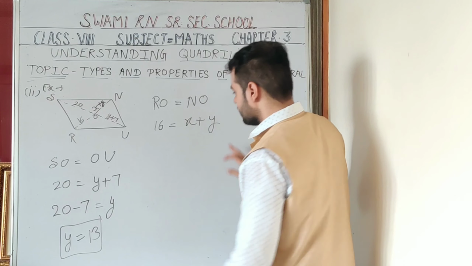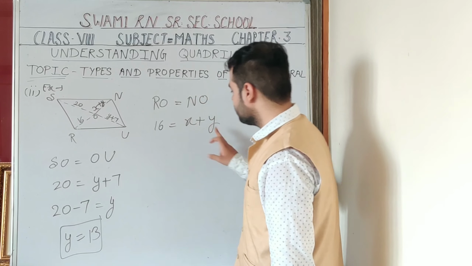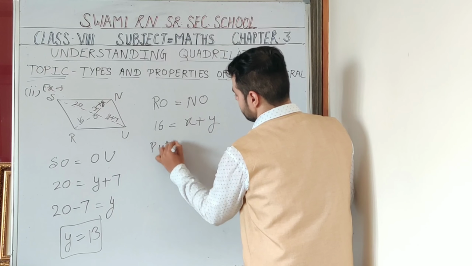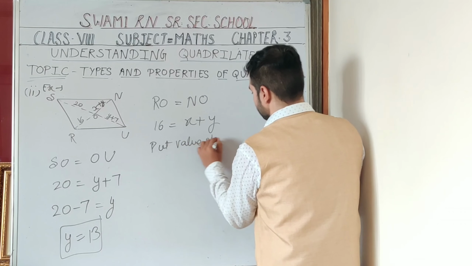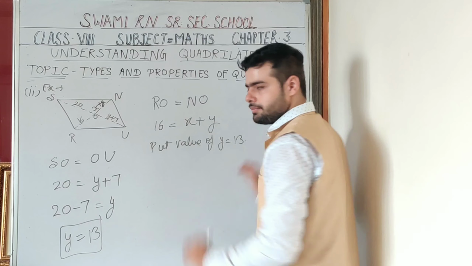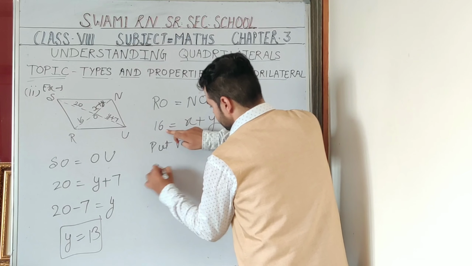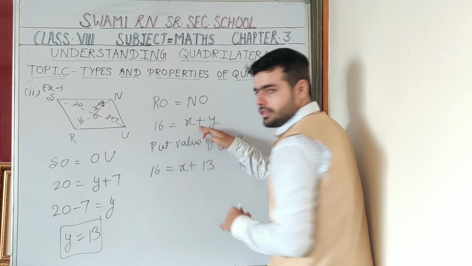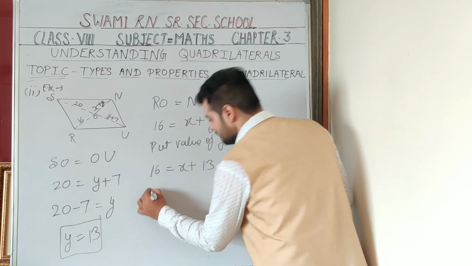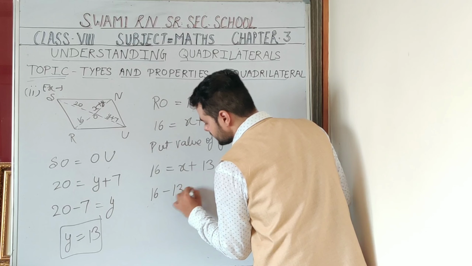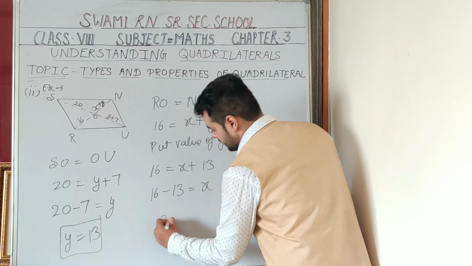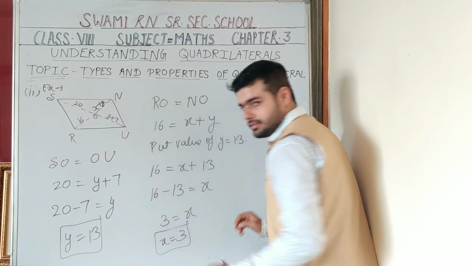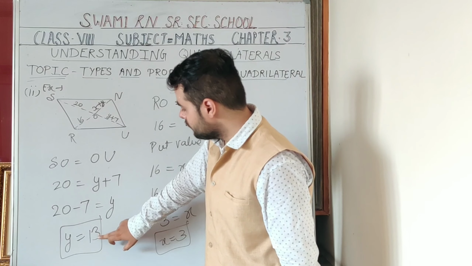Okay students. Now we have to put the value of y there. So put the value of y, which is equal to 13. Now 16 is equal to x plus 13. Send this 13 across. That is 16 minus 13 is equal to x. That is 3. So what is the value of x we have? That is 3. Now the value of y is 13.